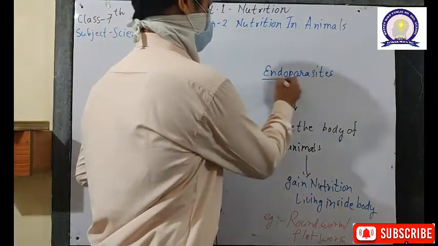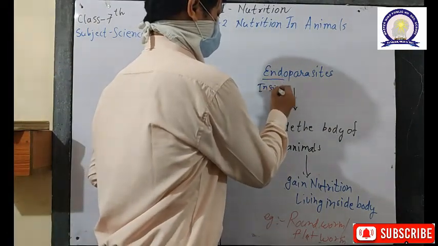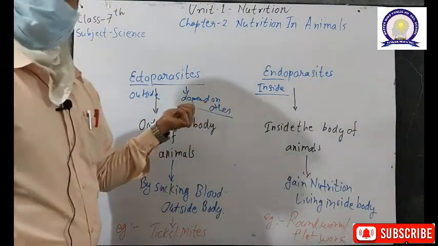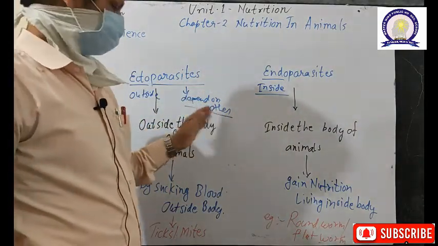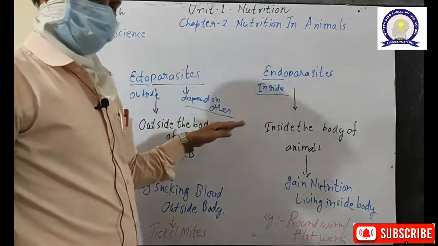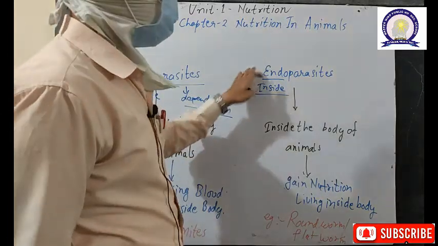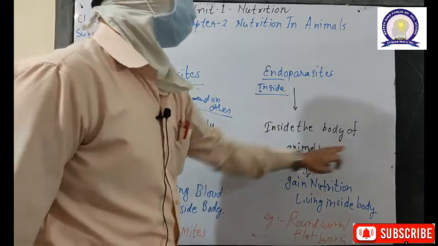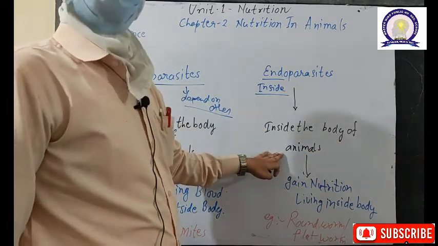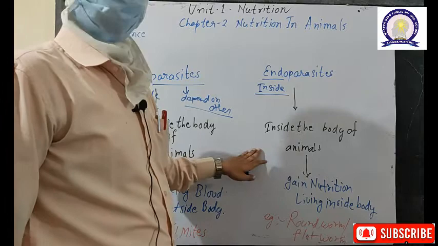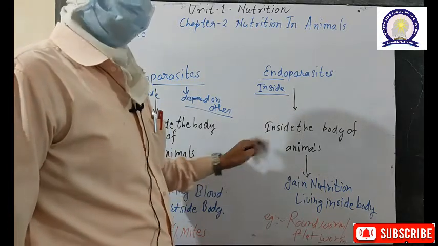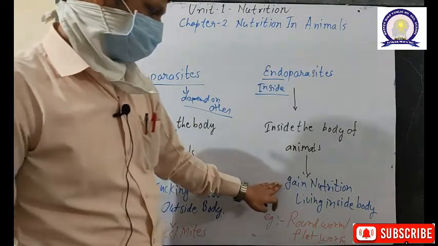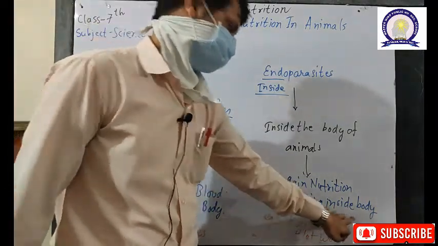Endo means inside, and parasite, as I have already told, depends on other animals for their nutrition. So endoparasites are animals present inside the body of other animals, gaining their nutrition from the alimentary canal of those animals or any other organism or organs of that animal. They gain nutrition while living inside the body.